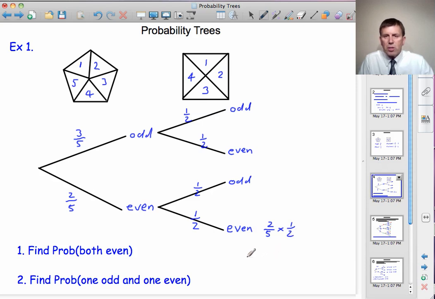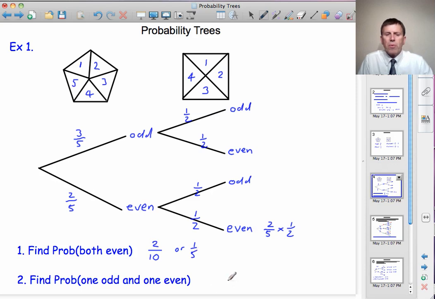To multiply two fractions, we could cancel first, or we could just multiply the numerators and multiply the denominators. 2 times 1 is 2 on the top, and 5 times 2 is 10 on the bottom. So the probability of getting even numbers on both spinners is 2/10, or we could write 1/5.